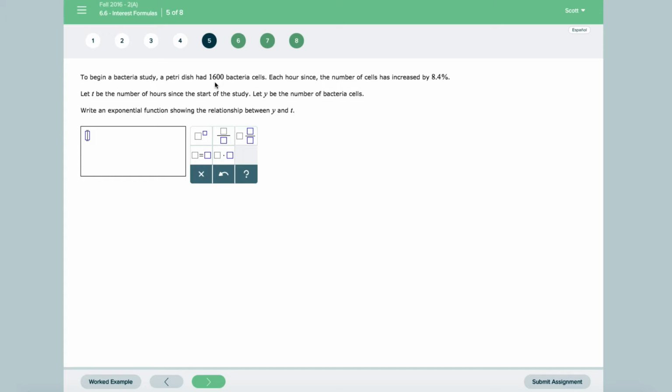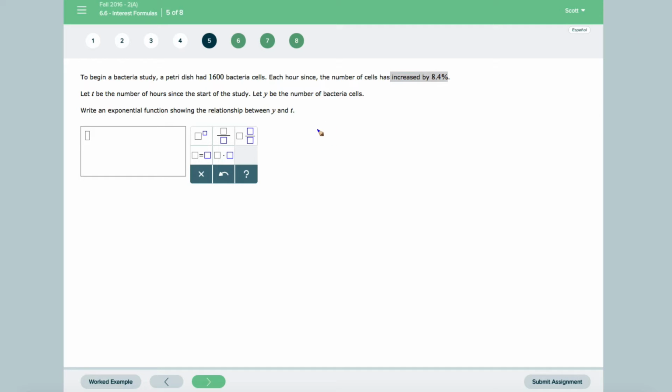To begin a bacteria study, a Petri dish had 1,600 bacteria cells. Each hour since, the number of cells increases by 8.4%. Let T be the number of hours since the start of the study, and let Y be the number of bacteria cells. Write an exponential function with the relationship.